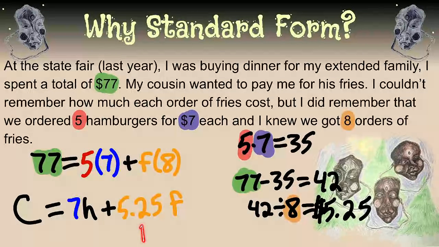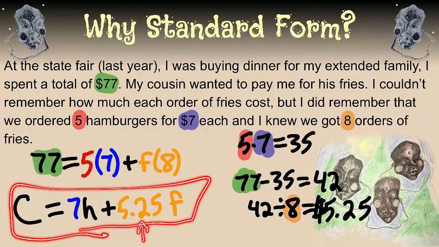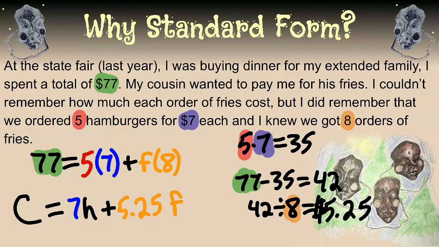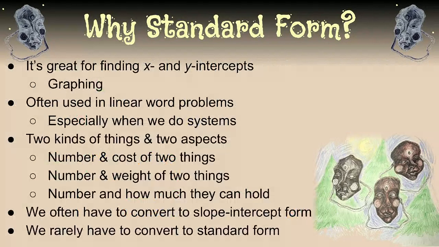Notice that this right now is not a whole number. If I multiplied the whole equation by 4, it would make that a whole number. We're probably not going to be super strict about that being a whole number right now, but in general, in standard form, those are whole numbers, integers. All right, so why standard form?